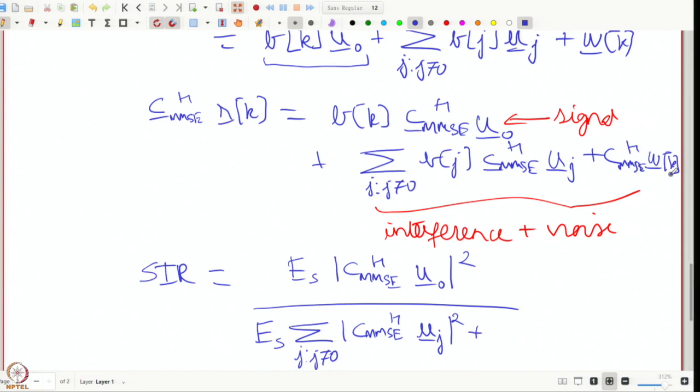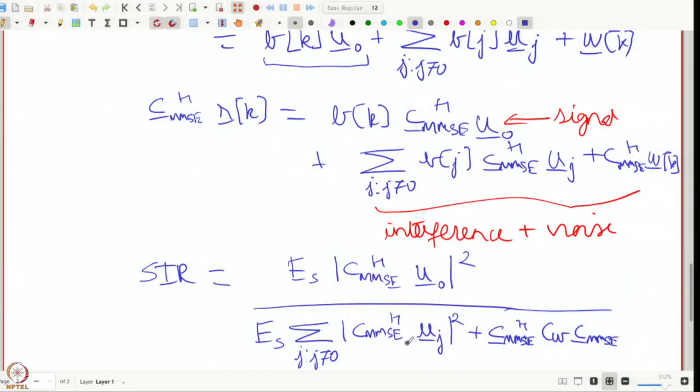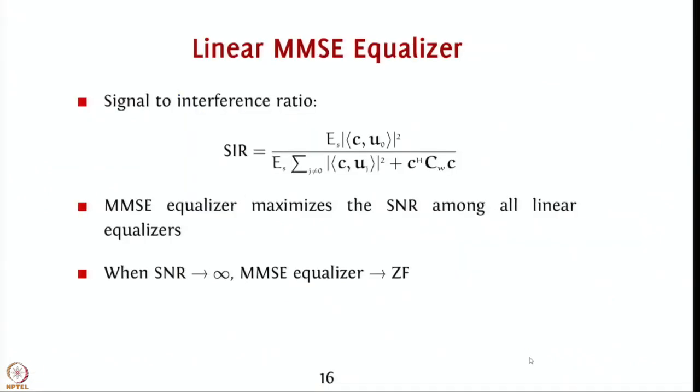plus, now for C_MMSE Hermitian W_k, if you write the expectation of that squared, you can write it as C Hermitian W_k times W_k Hermitian times C. So this you can show easily will be C_MMSE Hermitian C_W C_MMSE, that's it. So this is the signal to interference ratio, so to speak. And if C_W goes to 0, you can see that the signal to interference ratio just becomes the ratio of these. But remember what happens in the case of zero forcing. In the case of zero forcing, your C was chosen in such a way that C Hermitian times U_j for all the other U's was zero, right? Because you chose the C that aligned with U_0 but not with the other U's. So this inner product was zero in the case of zero forcing. In the case of MMSE, it is not zero, but you want to essentially take into account the impact of the noise also.